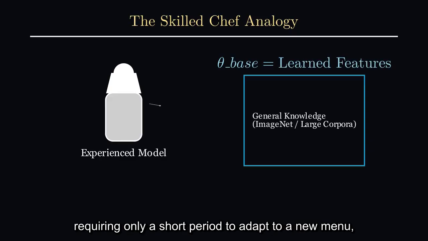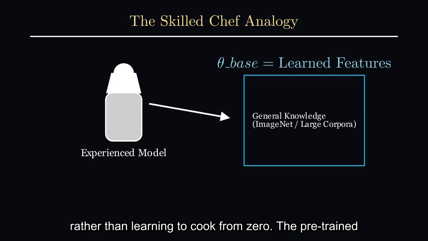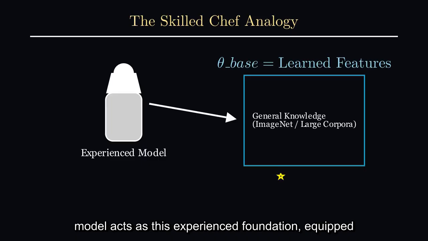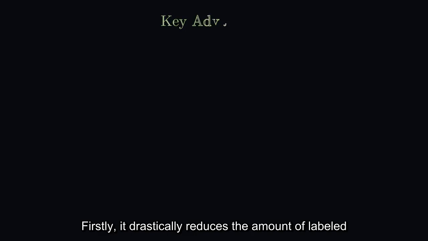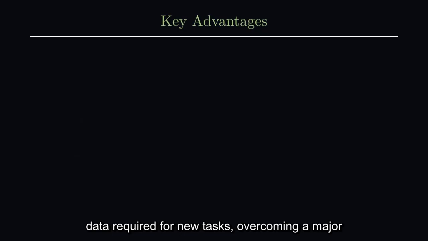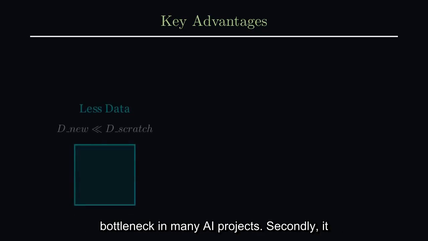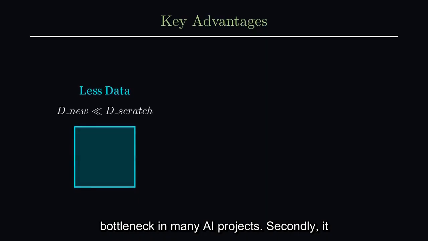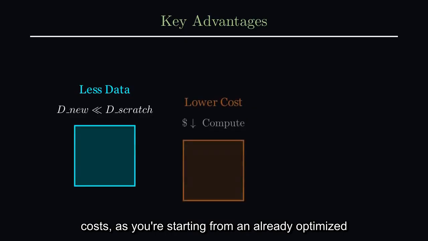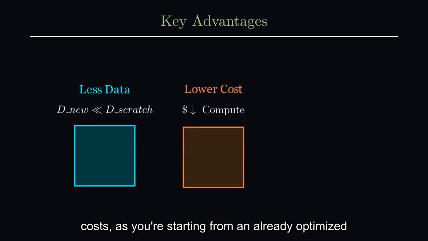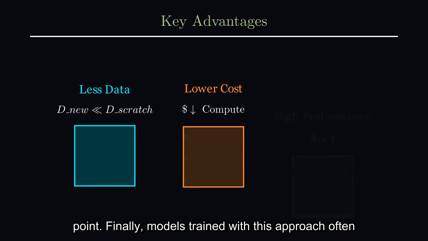The advantages of transfer learning are compelling. Firstly, it drastically reduces the amount of labeled data required for new tasks, overcoming a major bottleneck in many AI projects. Secondly, it significantly cuts down training time and computational costs, as you're starting from an already optimized point. Finally, models trained with this approach often achieve higher performance, especially on smaller datasets, because they leverage the robust feature representations learned from the initial, larger dataset.